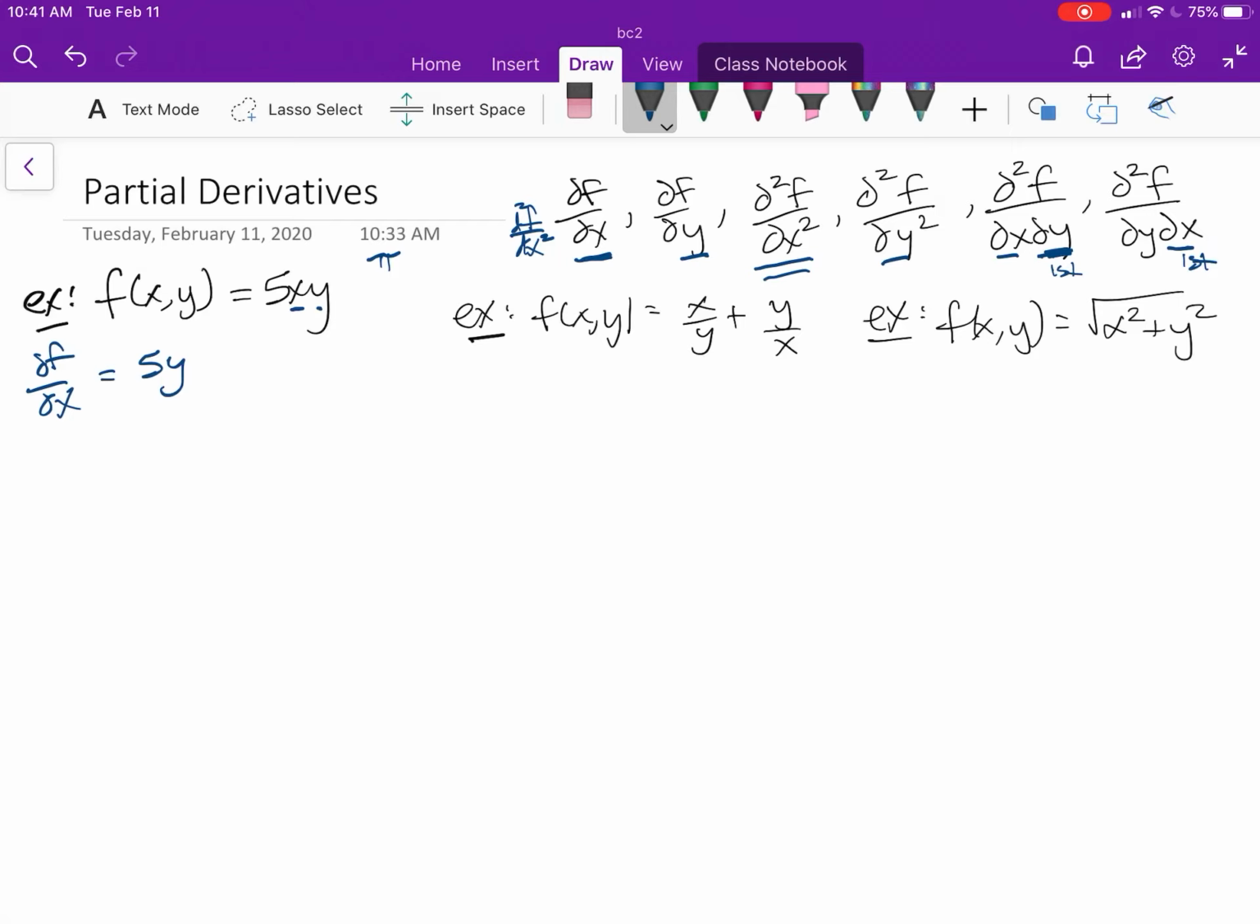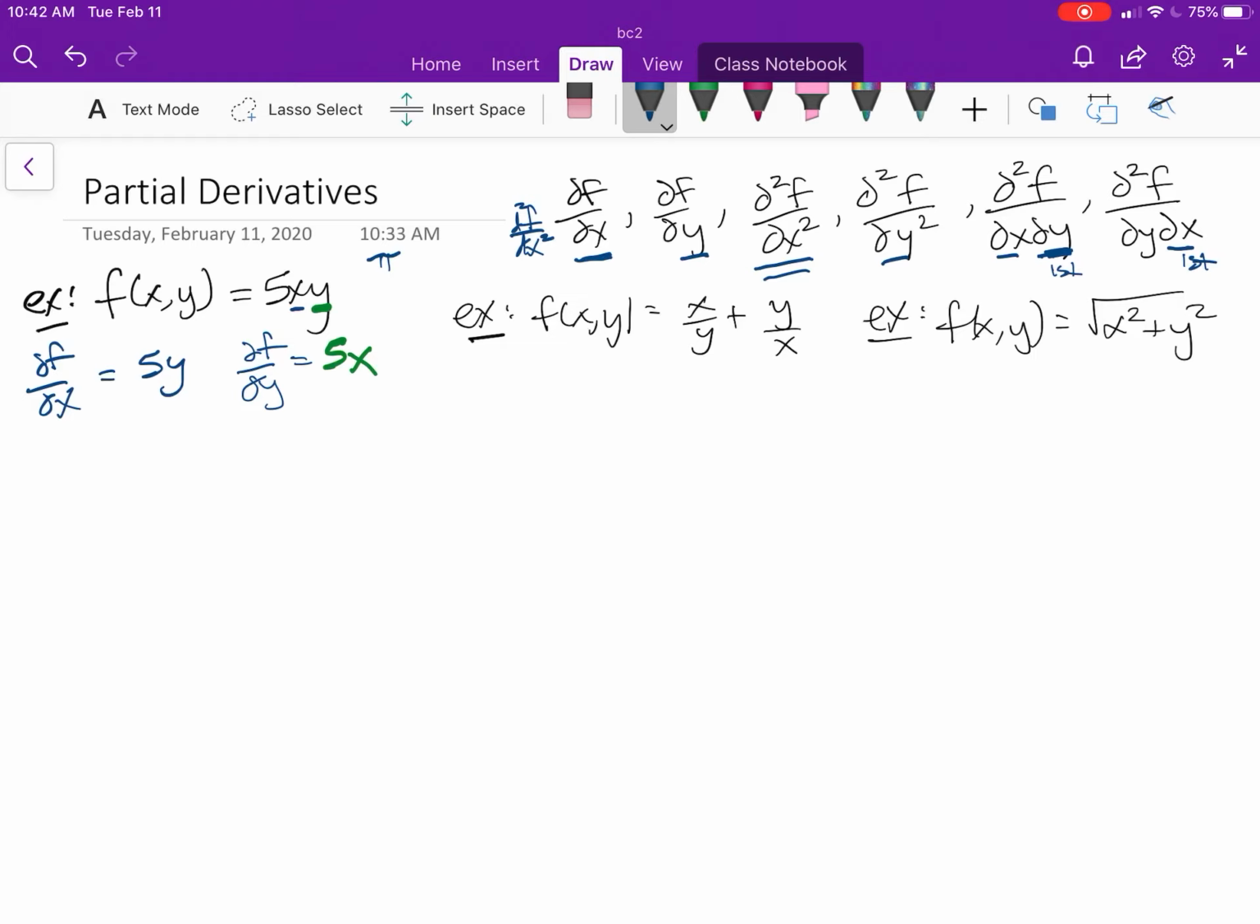Hopefully that makes sense. If we look at partial y, y is the variable, and the way it's written here, I think this makes a little bit more sense, right? 5x is constant. So our derivative is 5x because y is the only variable, and the derivative of a variable to the first degree is just 1.